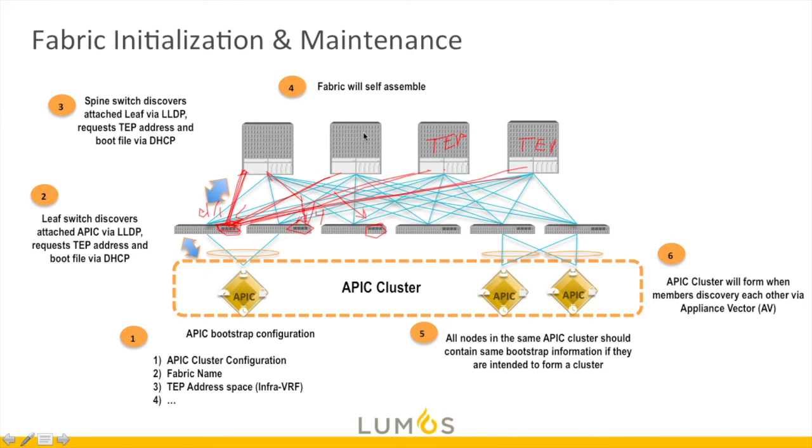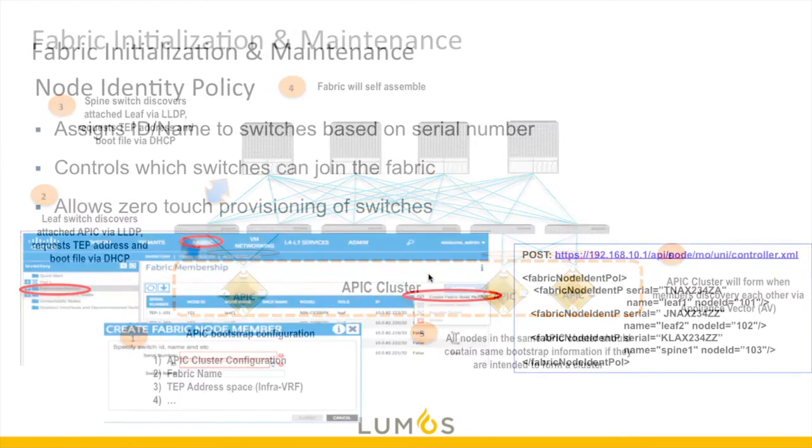So all nodes in the same APIC cluster should contain the same bootstrap information if they are intended to form a cluster. So that's pretty easy to do. And then the APIC cluster will form when members discover each other via the appliance vector. So that's something Cisco specific. And they will sense each other a lot like Highlanders and will build a cluster. And again, typically for the number of nodes in a cluster, you want 3 or 5, or maybe 1 if you're doing a lab environment, but we want an odd number.